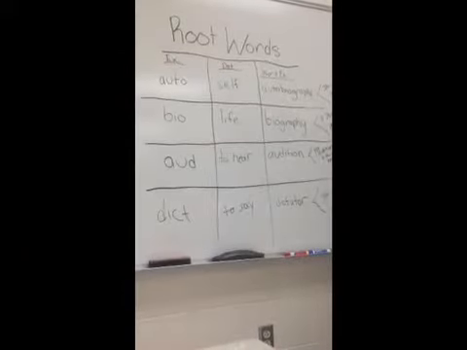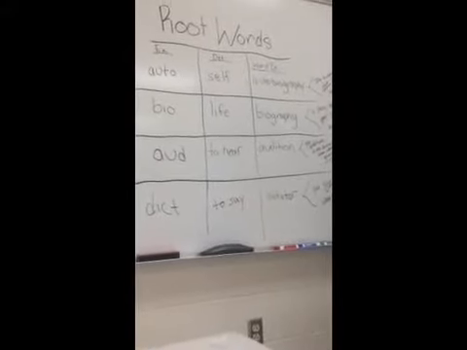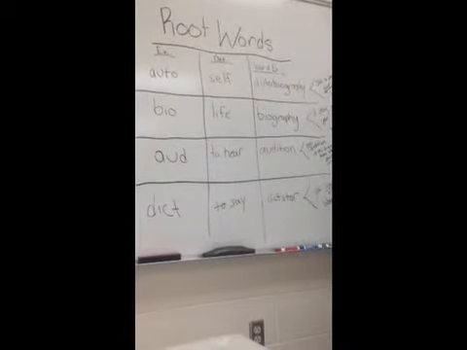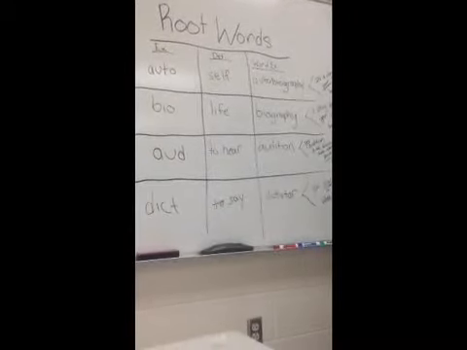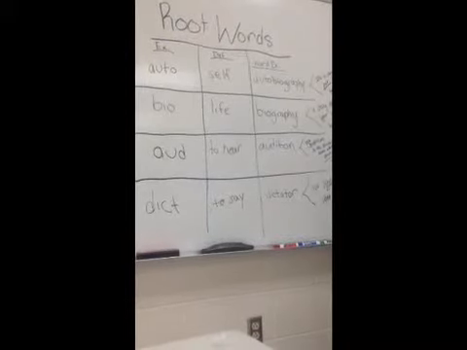Now let's take a deeper look into root words. Some examples would be auto, bio, aud, and dict. Auto means self, and a word example would be autobiography. It's a story about your life written by you.